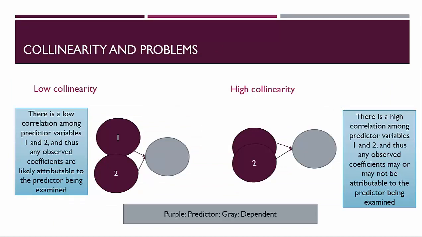So I've given you a visual illustration here. We've got an example of low collinearity where the predictor variables only have a little bit of overlap. And then we have an example of high collinearity where the variables have a large amount of overlap with one another. Now, in the low collinearity example, we can feel more confident that any coefficients are going to be attributable to the predictor being examined. But in the high collinearity example, we can't really feel that confident that the coefficients we're observing are actually attributable to the predictor being examined.